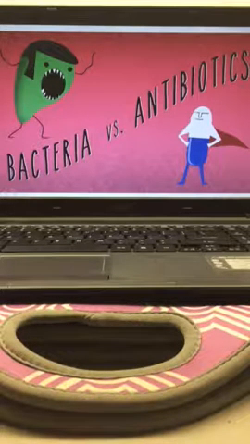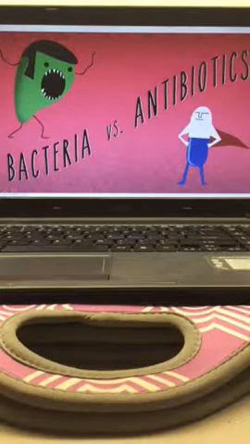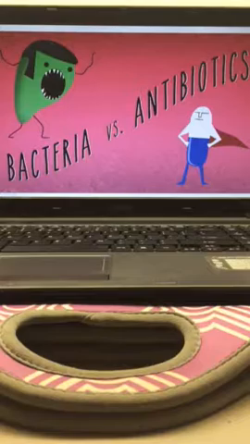So if we try to do these few easy things to prevent antibiotic resistance in bacteria, then this could help us in the long run.